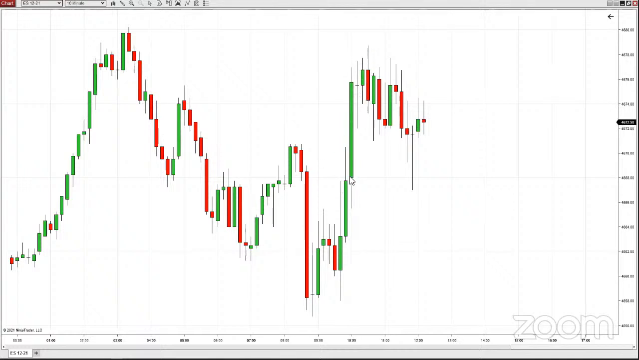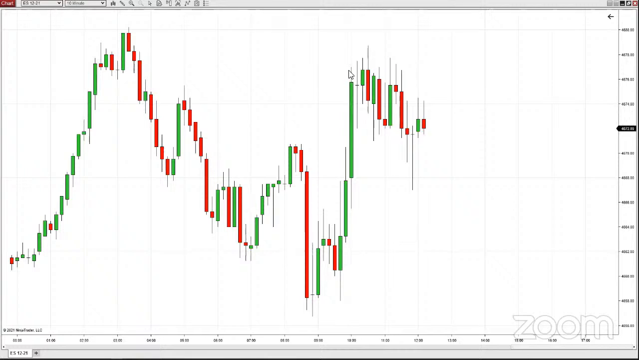The bottom of the body on a green candle is what the opening price was when the 10-minute period started, right? And then the top of the body of the candle, the top of the green, is where the 10-minute period ended, that was the closing price of the 10-minute period.